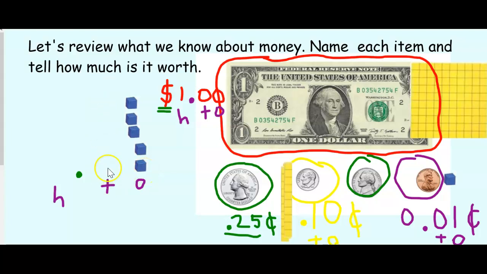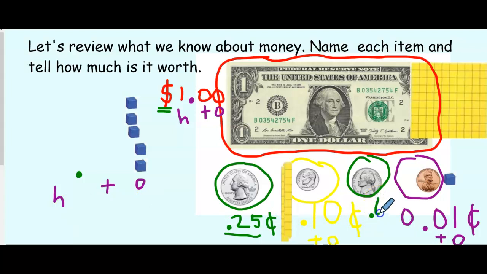Are there any tens rods? No, there aren't. So what number would go there? That's right, a 0. And then we can't forget our decimal. Are there any hundreds or dollars? No, there aren't. So that would also remain empty.